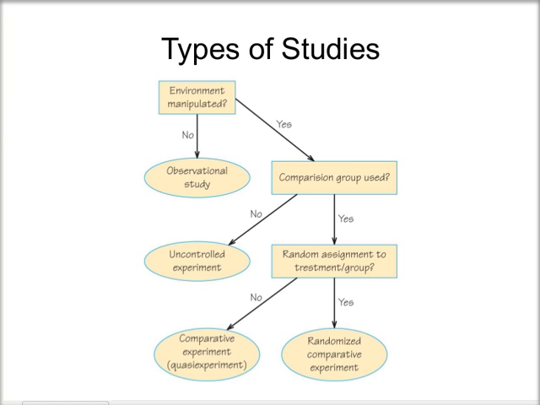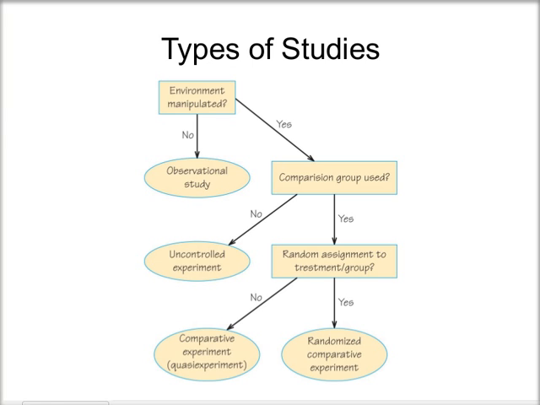Lastly, let's take a look at this chart, and this will help you decide whether a certain study is an observational study or an experiment, and what kind of experiment it is. So starting at the top, the first question we ask is, is the environment manipulated? If the environment is not manipulated, then that's an observational study. So if the people in the study choose which group they're going to be in, for example, if they're a smoker or non-smoker, that's an observational study.